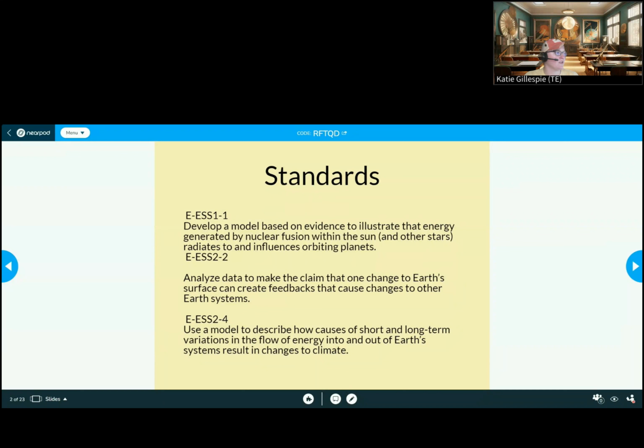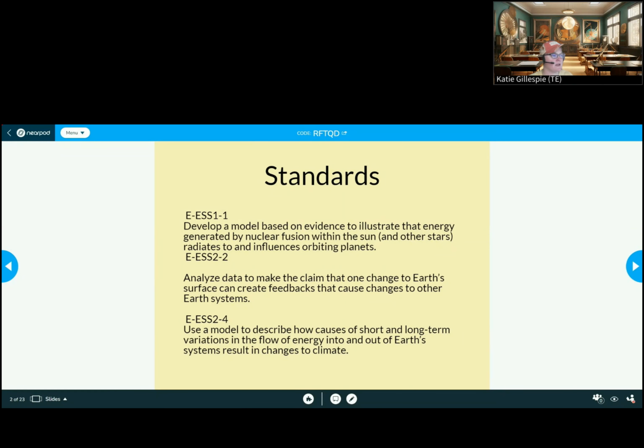So, what we're really focused on here is 1-1, talking about energy and how it moves, energy from the sun specifically, how it radiates to different bodies. Particularly, we're talking about Earth. Analyzing data to make claims that one change to Earth's surface can create feedback. So again, we're going to be talking about that balance of energy and how that can really affect everything else.